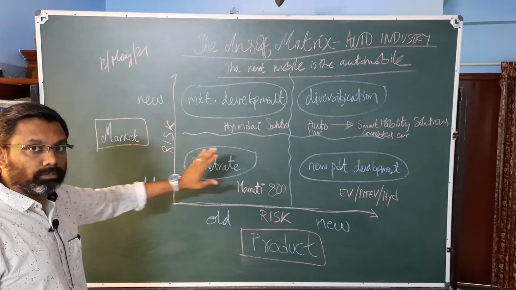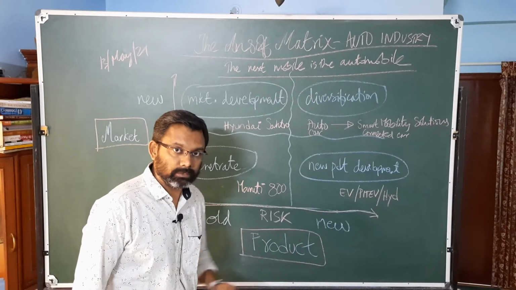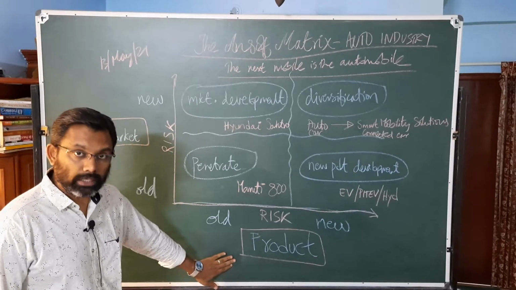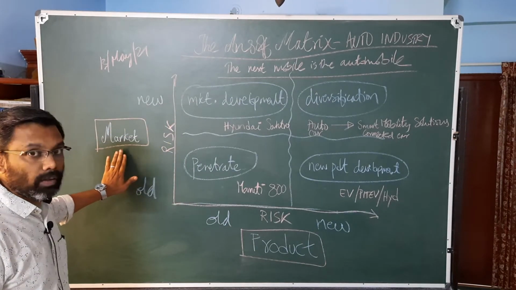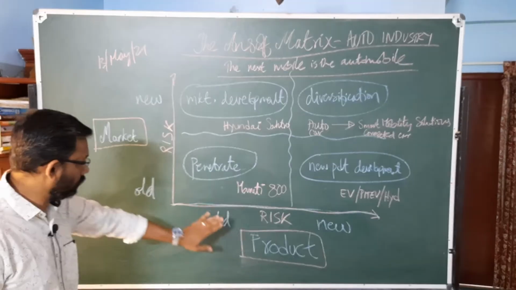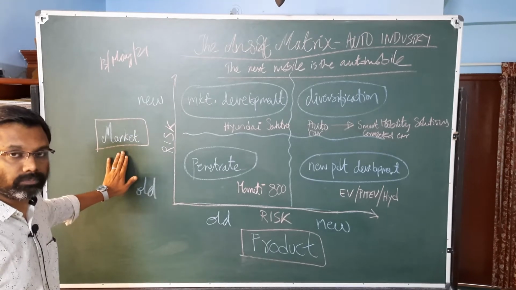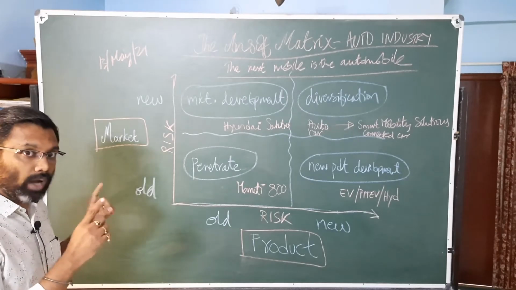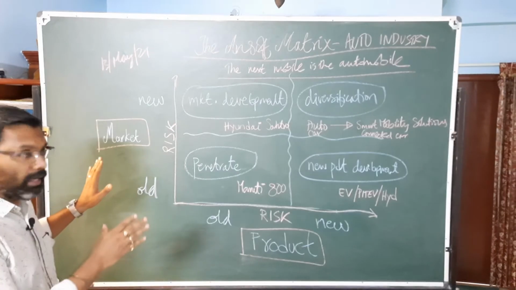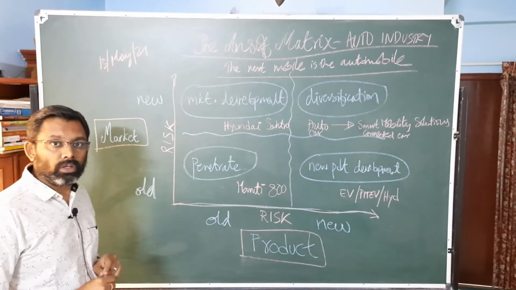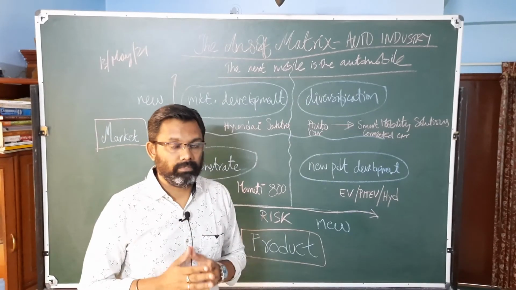So this is a 2 by 2 matrix. On the x-axis, we have products. On the y-axis, we have markets. So, products versus markets. So, this is one comparison. And as we compare products and markets, we need to introduce the element of time.